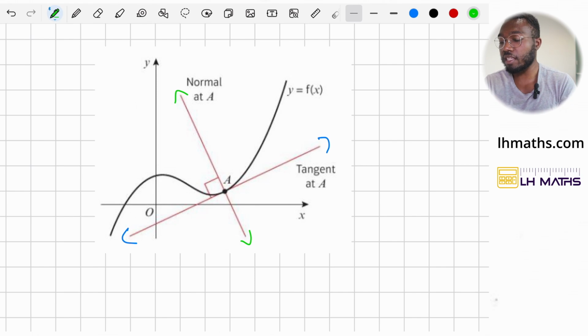As you can see in this image, we have the coordinates at A, and we have the tangent at A, and then the normal has a perpendicular gradient to the tangent at A. To work out the perpendicular gradient, we just need to take the negative reciprocal of that gradient. It'll make more sense once we go over some examples, so let's start with those.